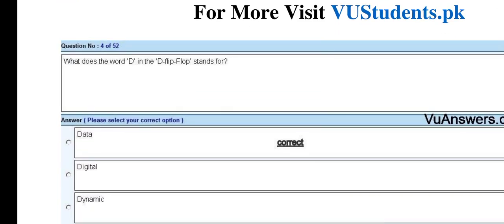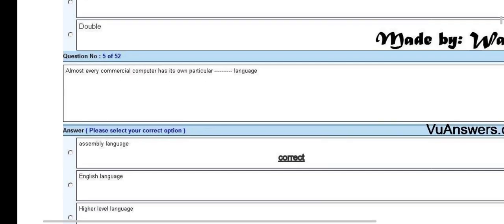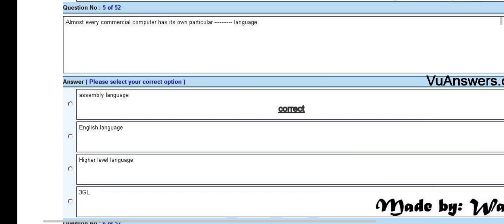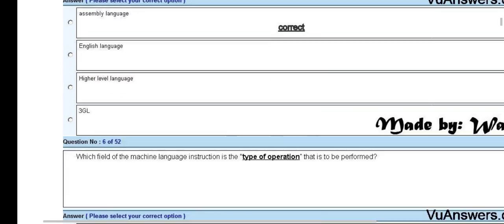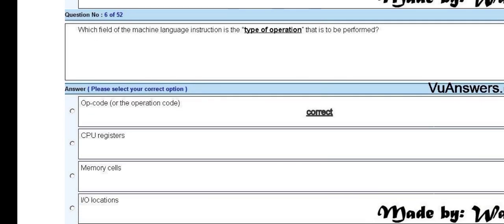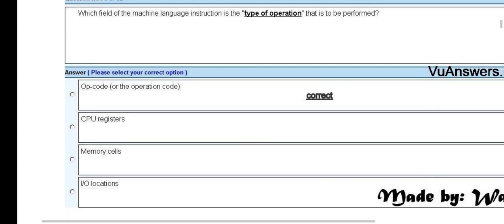What does the word D in the D flip-flop stand for? Data. Almost every numerical computer has its own particular language, assembly language. Which field of the machine language instruction is the type of operation that is to be performed? Opcode, or the operation code.